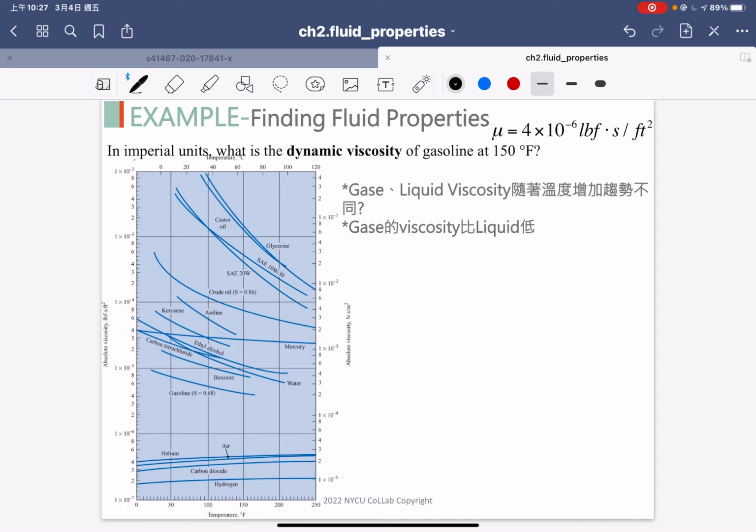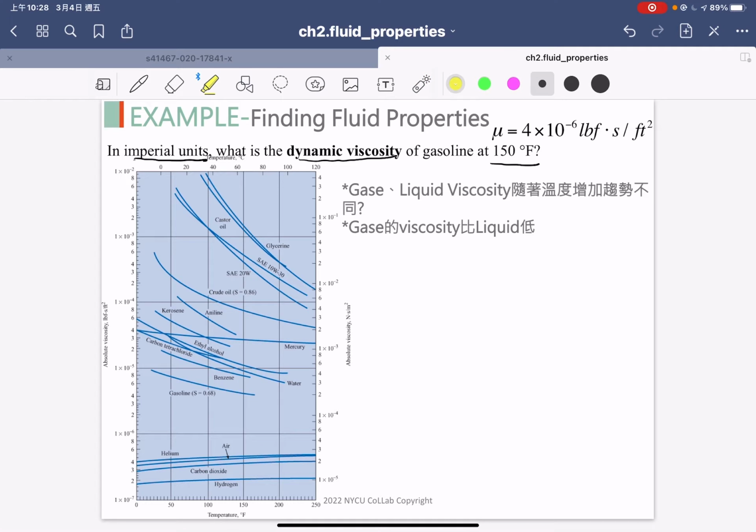So this is one example, for the English unit. Based on these figures, please find out the dynamic viscosity of gasoline under the temperature condition of 150 degrees F. Based on this figure, you need to focus on the x-axis. The x-axis here is the temperature, and the y-axis here is the dynamic viscosity.